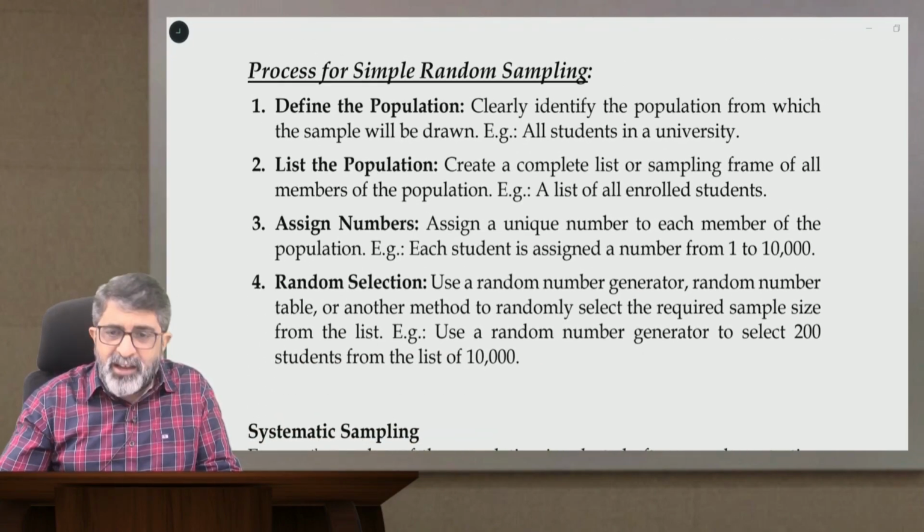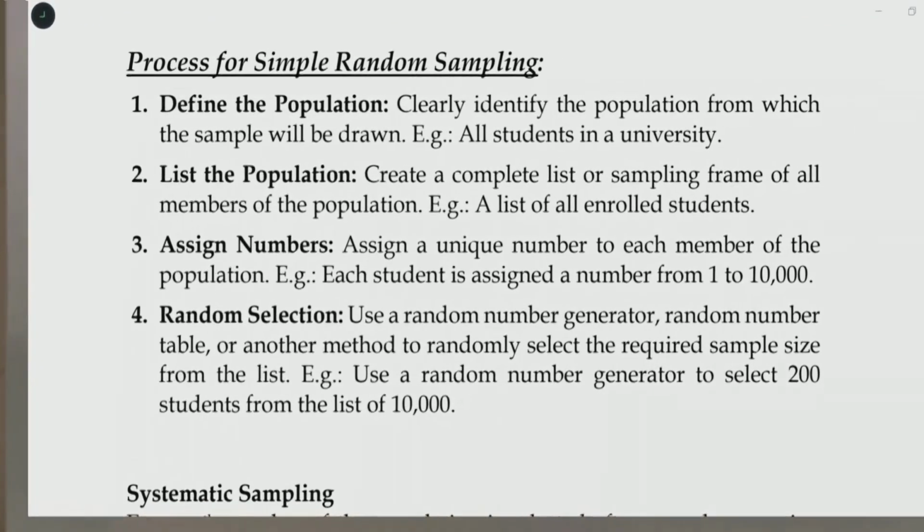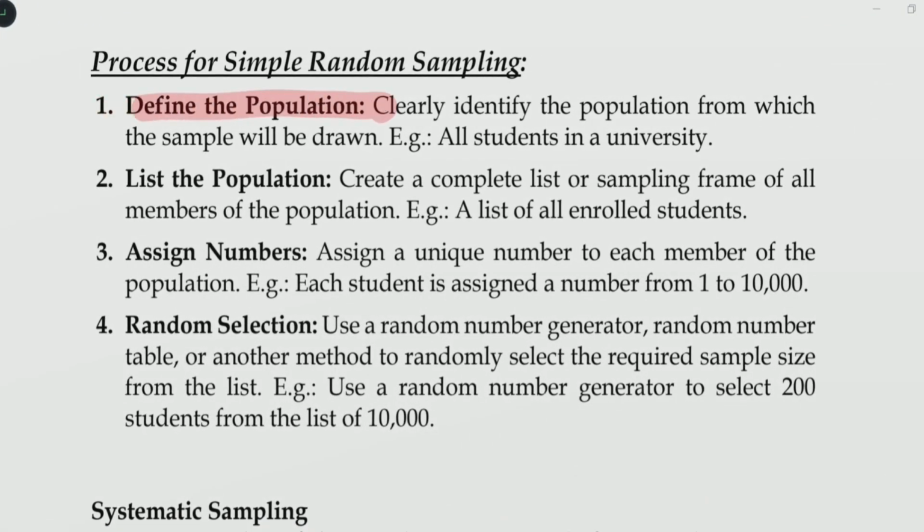Process of simple random sampling. Let us understand the procedure. First, you define the population. Clearly identify the population from which the sample will be drawn, for example, all the students in a university. Second, list the population. Create a complete list or sampling frame of all members of the population, for example, the list of all enrolled students. Then number 3, assign numbers. Assign a unique number to each member of the population. For example, each student is assigned a number from 1 to 10,000.